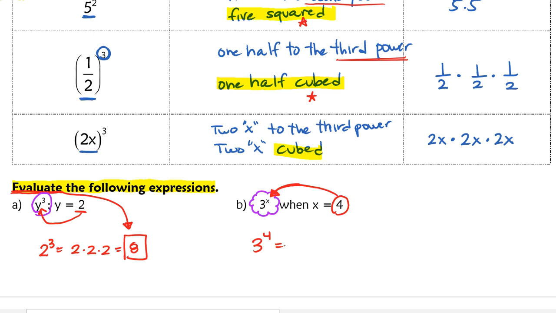So if we list this as repeated multiplication, remember that means 3 times 3 times 3 times 3. And then when we rewrite that, obviously to evaluate, you can plug that right into your calculator. Okay, so you can plug that in, 3 times 3 times 3 times 3, and you're going to get 81. Now tomorrow we'll talk about a way to do this a lot faster in your calculator.